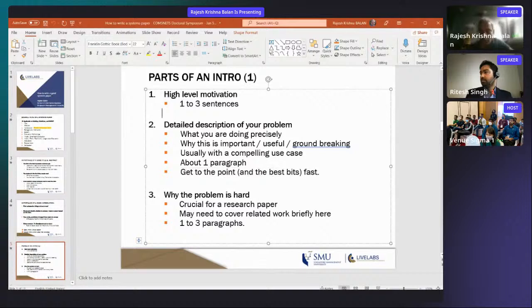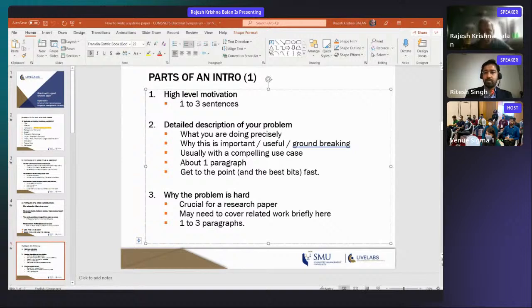So explain the problem. Why is it important? And then you have to explain this part. A lot of papers fail because they do this as well. They don't explain why the problem is hard. Remember, you're trying to get a research paper accepted. Research by nature has to be something interesting, something difficult, something groundbreaking. So why is this a research paper and not engineering?